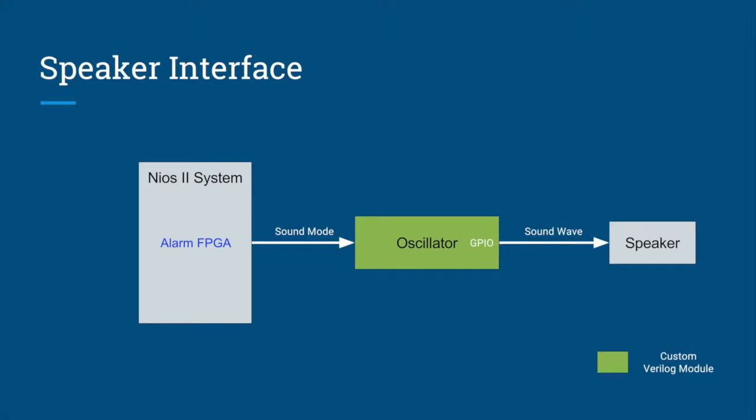In order to establish an interface between the system and the speaker, a Verilog module was also created. The purpose of this module is to generate the required speaker sound. The input to this module is a signal coming from the alarm FPGA, which determines what kind of sound needs to be played by the speaker, whether it's a beep or a ring. The output of this module is an oscillator signal, which produces the sound specified by the FPGA. The speaker interfaces with the module through a GPIO pin of the FPGA.